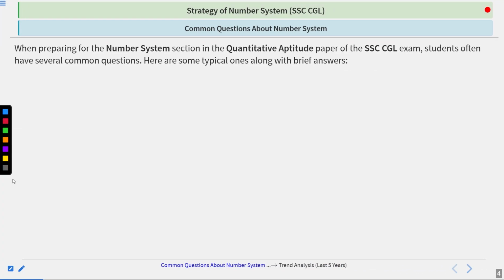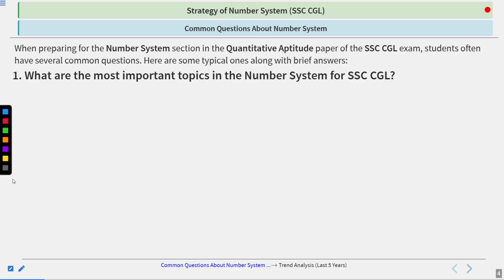So first we discuss the common questions about the number system. When preparing for the number system section in the quantitative aptitude paper for SSC CGL exams, students often have several common questions. Here are some typical ones along with brief answers. The first question is, what are the most important topics in number system for the SSC CGL exam? The answer is classification of numbers, in which we discuss natural number, whole number, integer, rational, irrational, real.